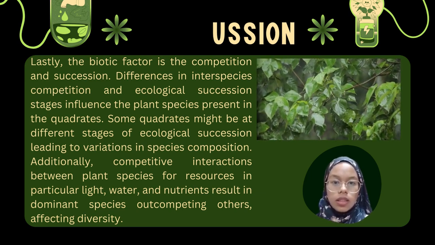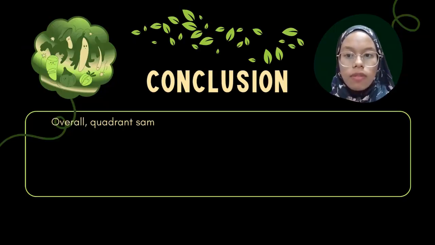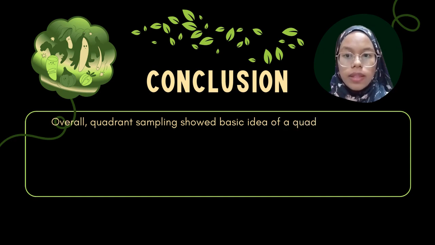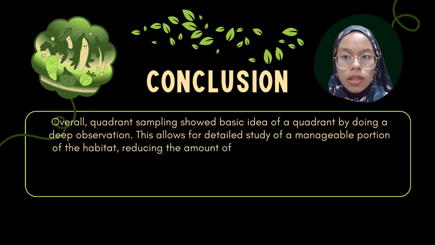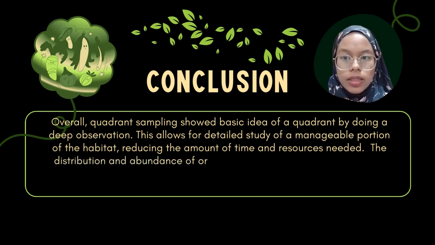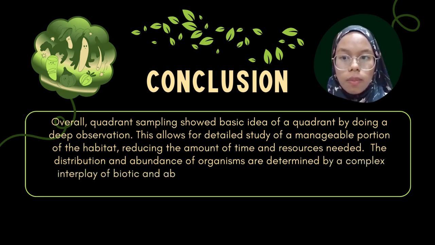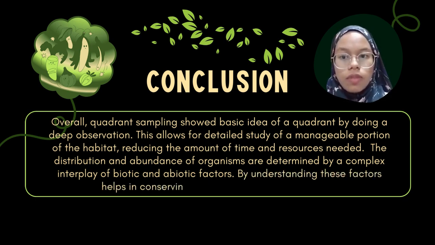For conclusion, overall, quadrat sampling showed the basic idea of a quadrat by doing a deep observation. This allows for detailed study of a manageable portion of the habitat, reducing the amount of time and resources needed. The distribution and abundance of organisms are determined by a complex interplay of biotic and abiotic factors. Understanding these factors helps in conserving and preserving the biodiversity.